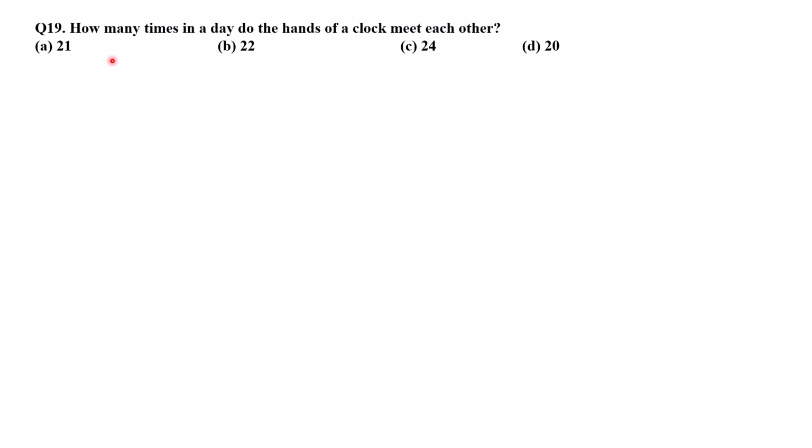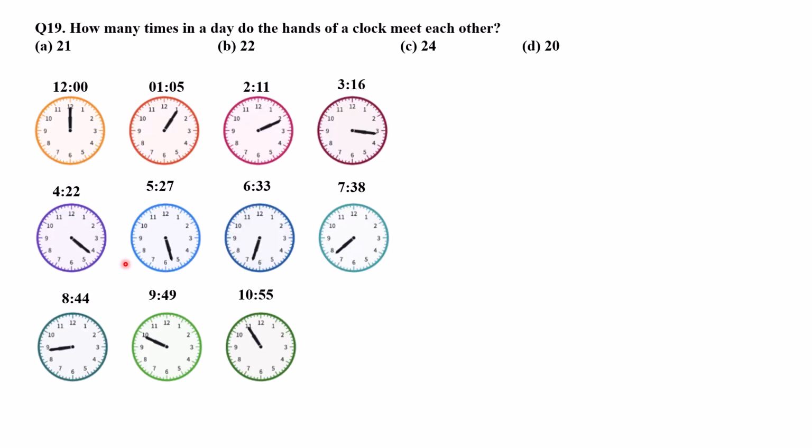Now question number 19. How many times in a day do the hands of a clock meet each other? Means when both the hands of the clock coincide with each other. Okay, so let's see all the pictures of the clock where the hands are meeting. I have given all the figures: 12 o'clock, then 1:05, then 2:11, 3:16, and so on until 10:55, they both meet together. And if you count in 12 hours, they meet together 11 times, isn't it?